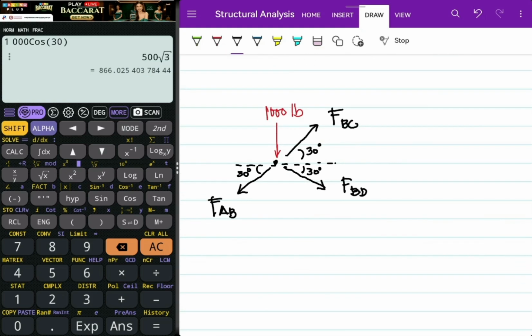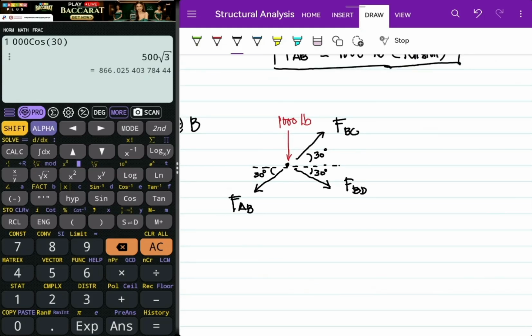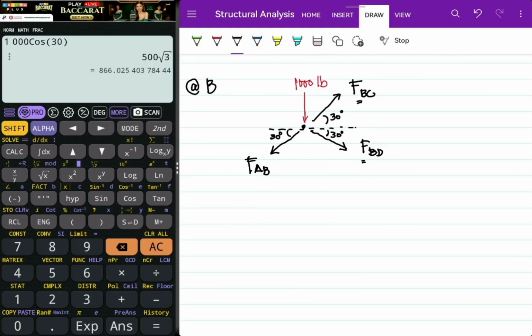Okay, so we can now solve for our unknowns. Take note that we only have two unknowns, BC and BD. Summation of forces X is equal to 0, assuming to the right positive. You can start with forces X, or you can also start with forces Y, depending on what you prefer.